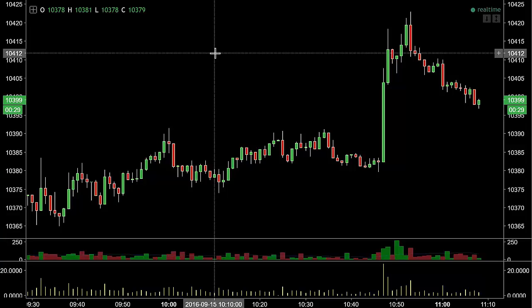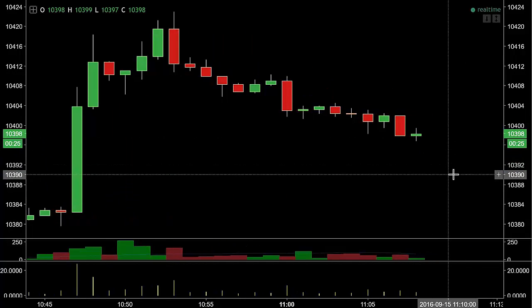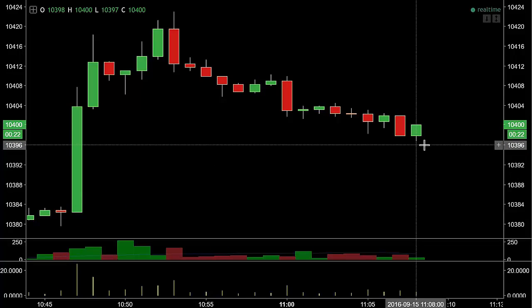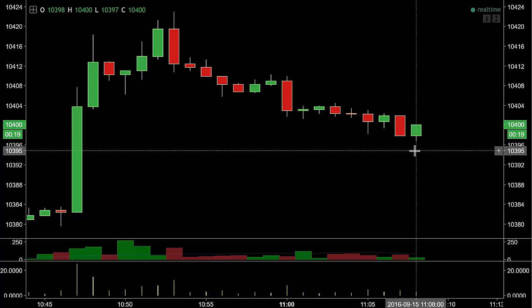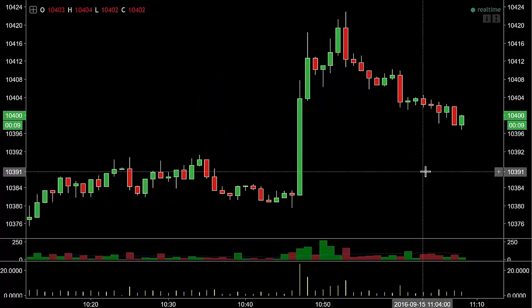You can see it's changing from red to green because of where the open was. Let's have a look. The open was at 10,397. So every time the price is above that, and if we close here, we're going to get a green candle. If we close below that, we're going to get a red candle. So you can see how we start to get a bit more information, but it's a trade-off.